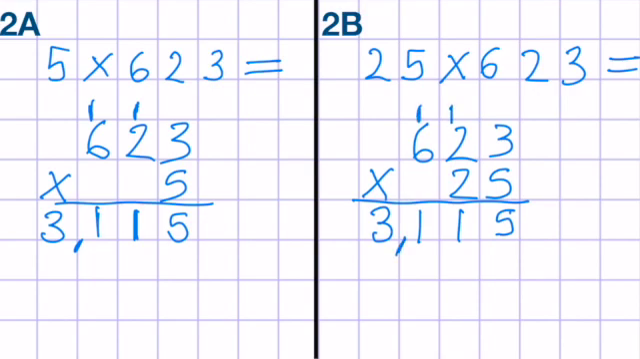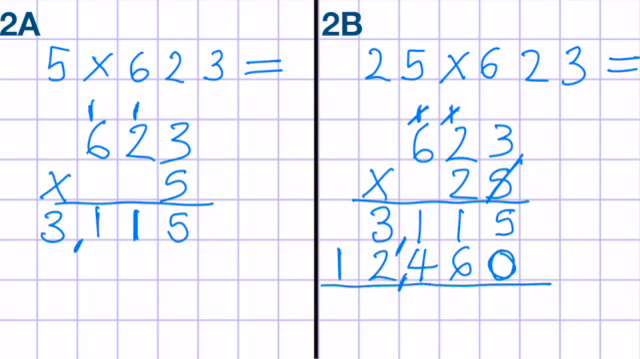We need to cross out the 5 because we've multiplied 623 by 5 already. And we're going to cross out the 1s there so we don't get confused. Now we're going to put a 0 here because we're going to multiply 623 by 20. So this 0 is here, and now we can just talk about multiplying by 2. 2 times 3 is 6. 2 times 2 is 4. And 2 times 6 is 12.